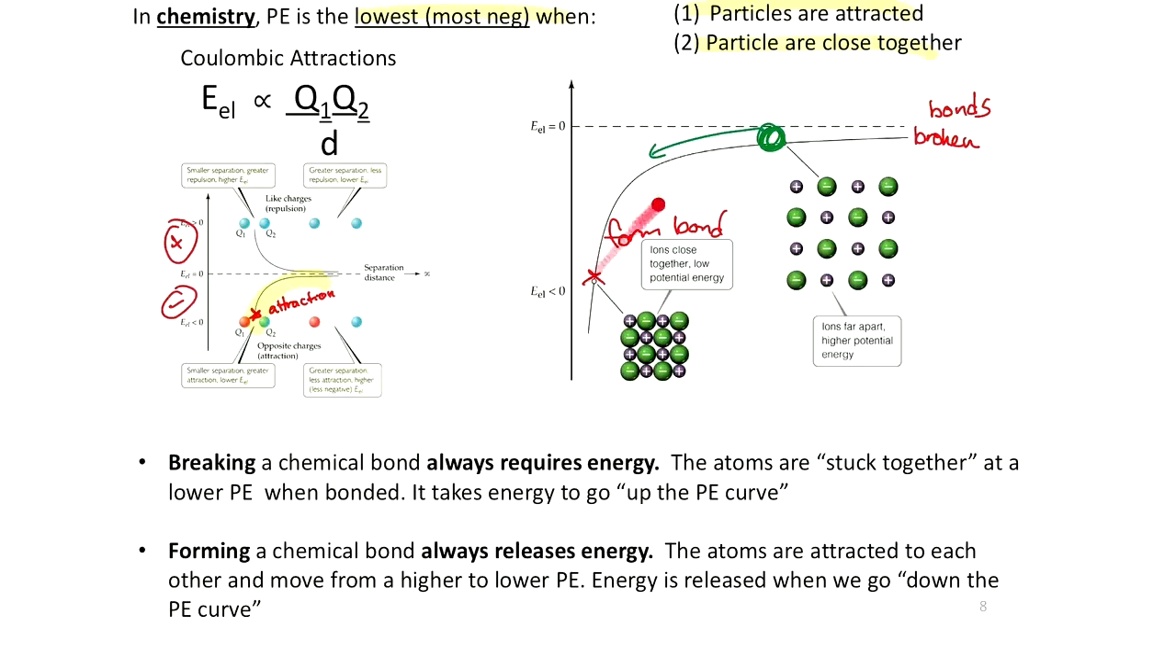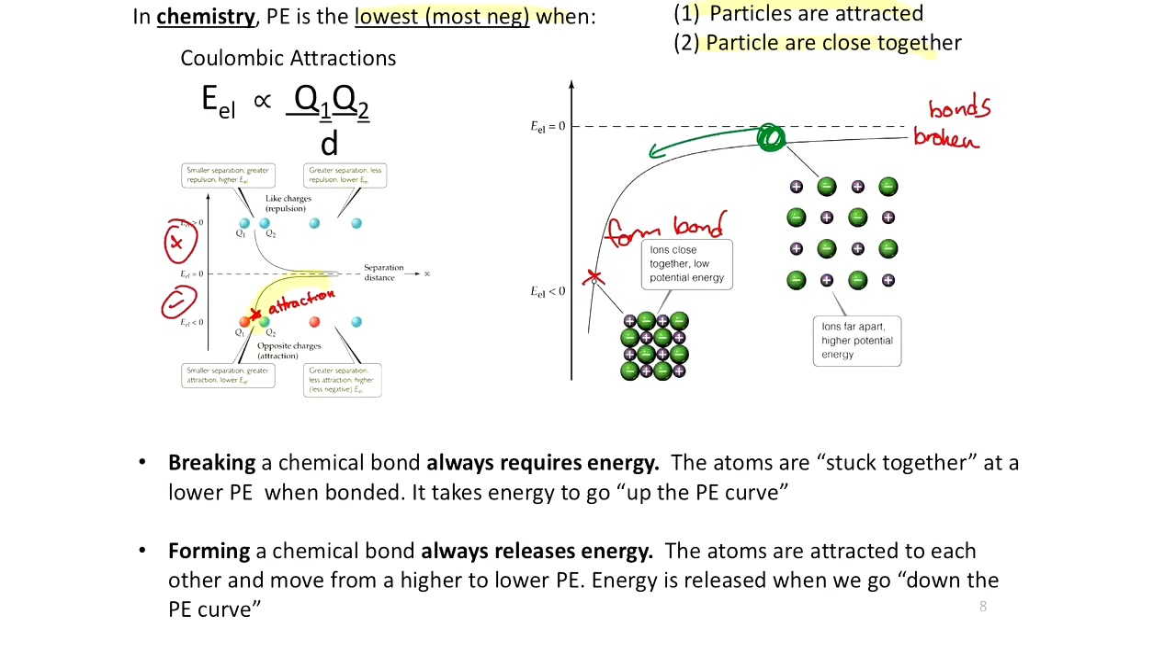So the big idea from this graph is just taking what we already knew from Coulombic attractions: breaking a chemical bond will always require energy, always. Forming a bond is the opposite, and it actually always releases energy. So breaking a bond, you go up the hill. Forming a bond, you go down the hill. And so energy is involved in each of those processes.